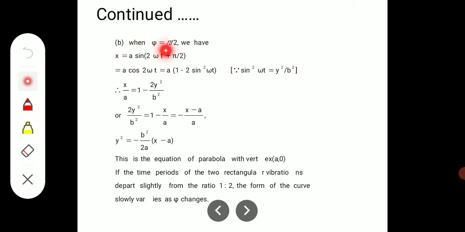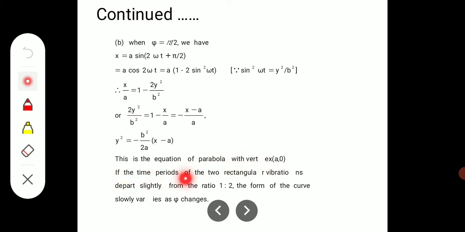When phi is equal to pi by 2, we substitute the value in the equation x equal to a sine (2 omega t plus pi by 2), and this sine becomes cos 2 omega t, which is equal to a times (1 minus 2 sine square omega t). Therefore x by a is equal to 1 minus 2 y square by b square. So 2 y square by b square is equal to 1 minus x by a, and y square is equal to minus b square by 2a times (x minus a). This is the equation of a parabola with the vertex at 0.